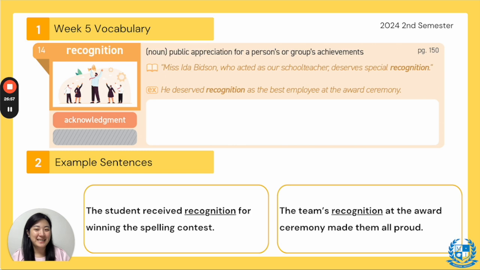Yes. In our novel, it says, Miss Ida Beitzen, who acted as our school teacher, deserves special recognition, meaning she deserves applause, some kind of people saying good job to her. Example, let's read together.